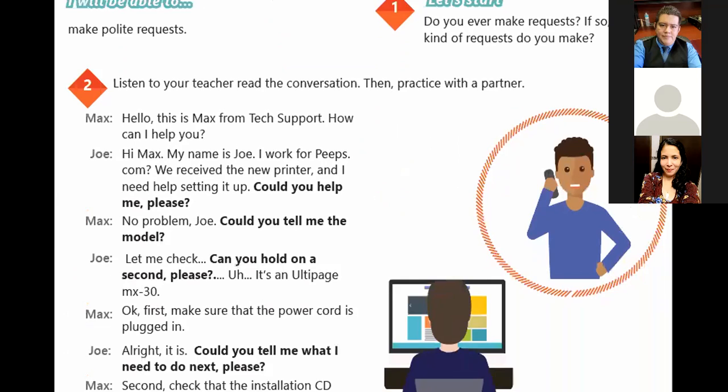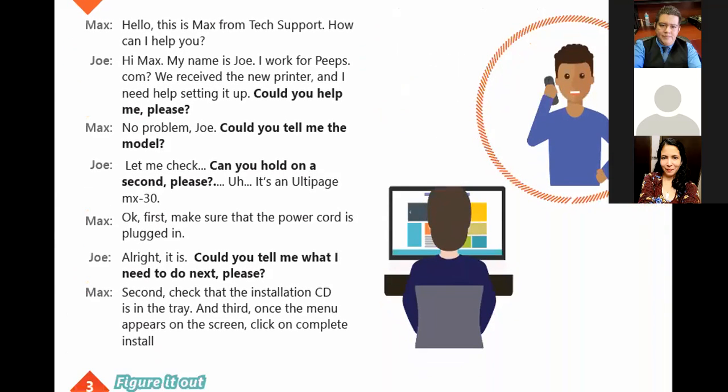And let's read this conversation, okay? Hello, this is Max from Tech Support. How can I help you? Hi, Max. My name is Joe. I work for peeps.com. We received the new printer and I need help setting it up. Could you help me, please? No problem, Joe. Could you tell me the model? Let me check. Can you hold on a second, please? It's an UltiPage Maximum 30 or MX 30. Okay, first, make sure that the power cord is plugged in. All right, it is. Could you tell me what I need to do next, please? Second, check the installation CD is in the tray. And third, once the menu appears on the screen, click on complete install. Okay, click on complete install. Okay.